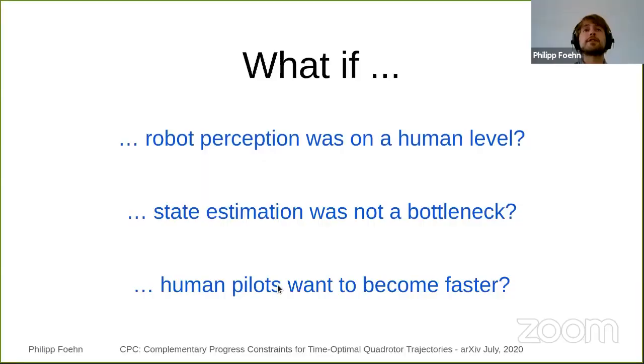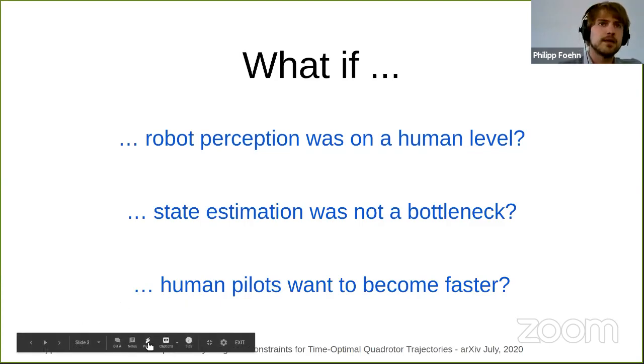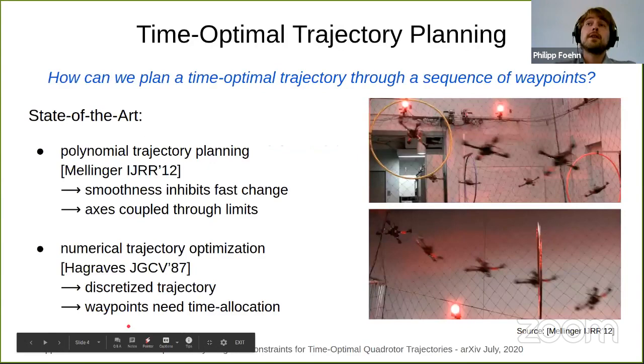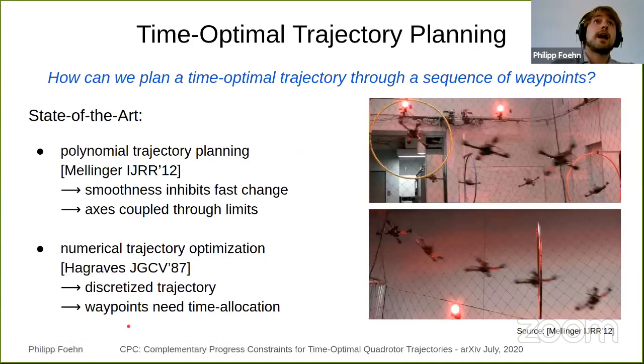But what if, just for a second, we assume that robot perception was on a human level and state estimation was no longer a bottleneck? Or what if human pilots want to become faster and want to know what would actually be the best trajectory to fly? We arrive at the question of how can we plan time-optimal trajectories through a sequence of waypoints?